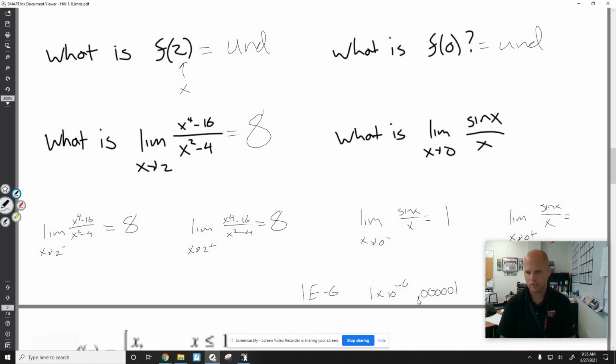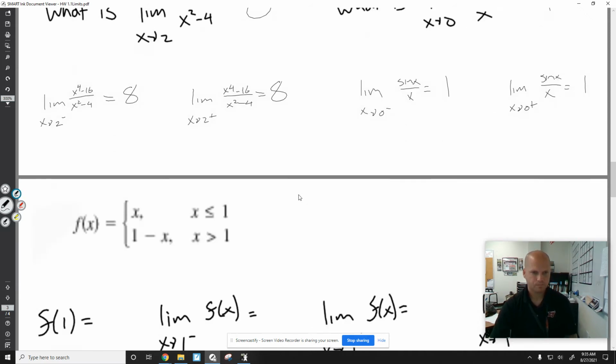This is what I plugged into the calculator. The y coordinate is going to be very, very close to 1. My calculator is rounding because I'm so close to 1. It's like, well, you're essentially at 1. The left-hand limit equals the right-hand limit. Boom, that limit equals 1.